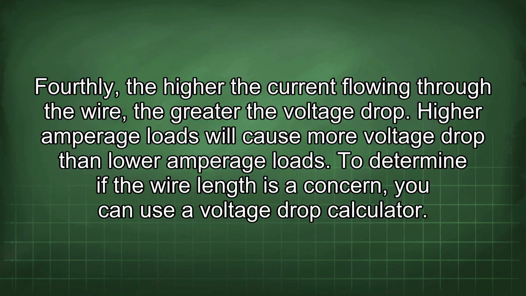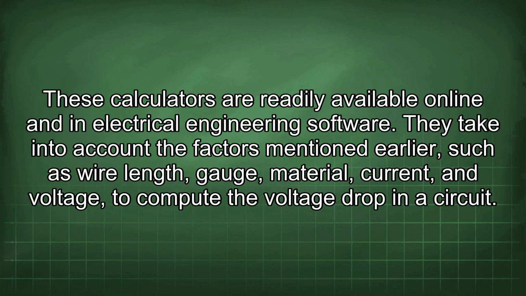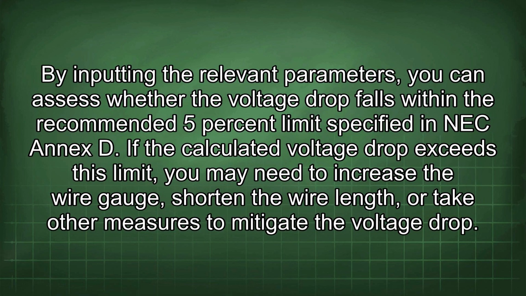To determine if the wire length is a concern, you can use a voltage drop calculator. These calculators are readily available online and in electrical engineering software. They take into account the factors mentioned earlier, such as wire length, gauge, material, current, and voltage, to compute the voltage drop in a circuit. By inputting the relevant parameters, you can assess whether the voltage drop falls within the recommended 5% limit specified in NEC Annex D. If the calculated voltage drop exceeds this limit, you may need to increase the wire gauge, shorten the wire length, or take other measures to mitigate the voltage drop.